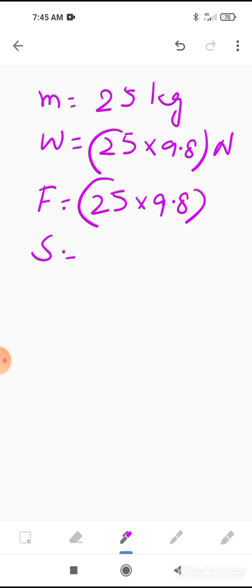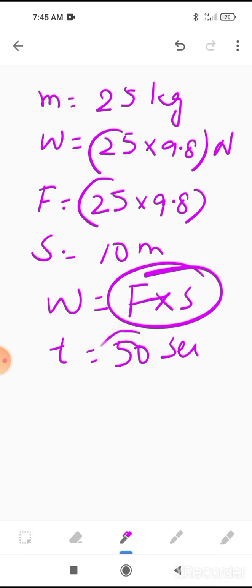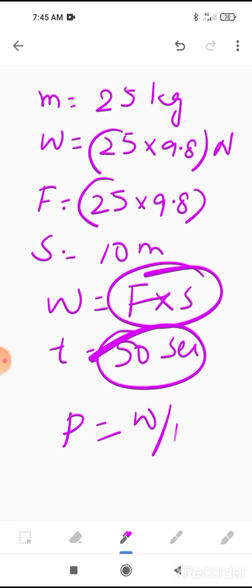Displacement is given 10 meter. So you can find out the work by multiplying F with S. Then time taken is given 50 seconds. So first you find out the work, you divide with the time, then you will get the power. Power is work upon time.